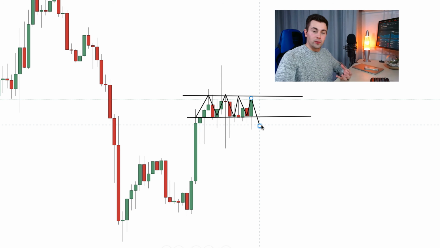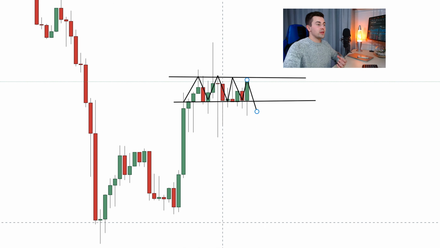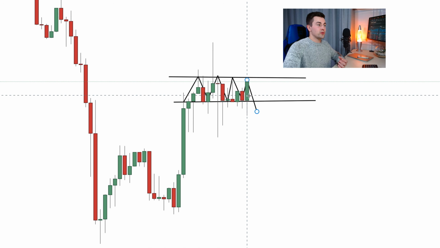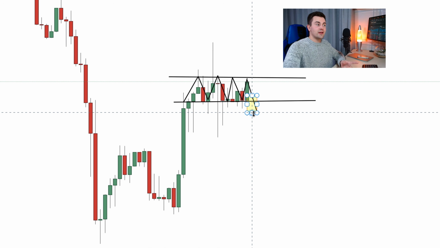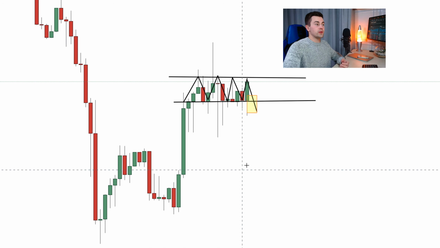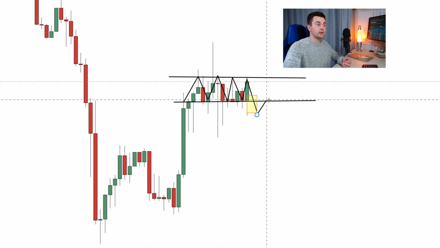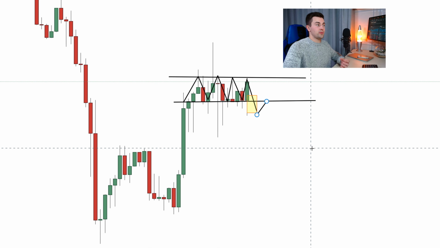So what we're gonna do, we will wait for the candle close below the range. Yes, and then there are two options. We can sell the market just once the candle closes, or we can short on a retest, and I prefer the retest entry. So on a retest I will short the pair.